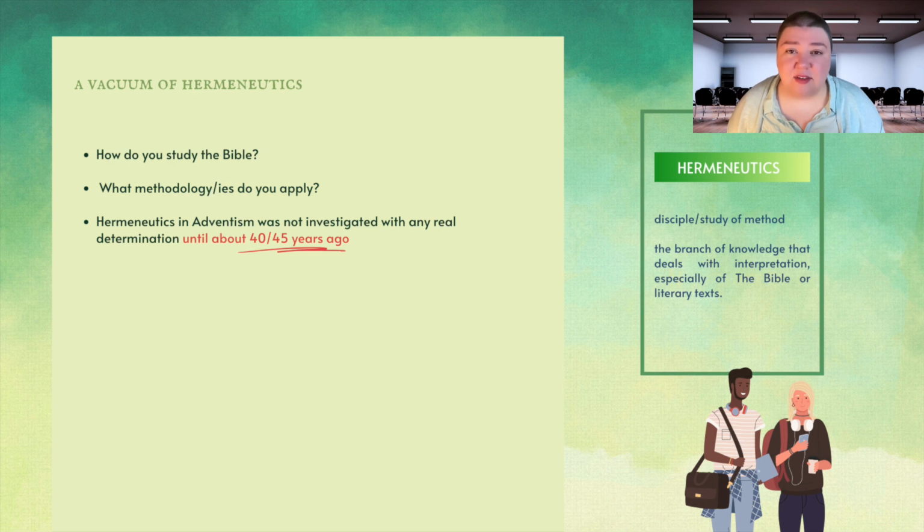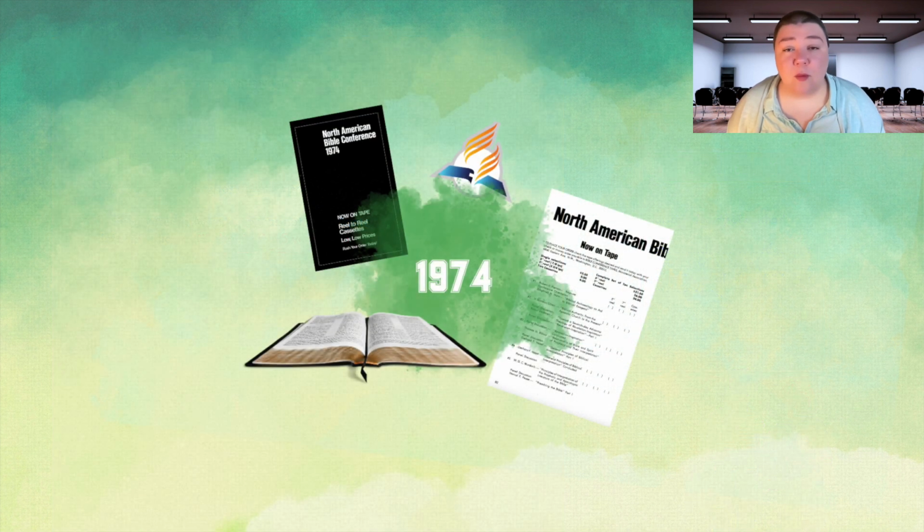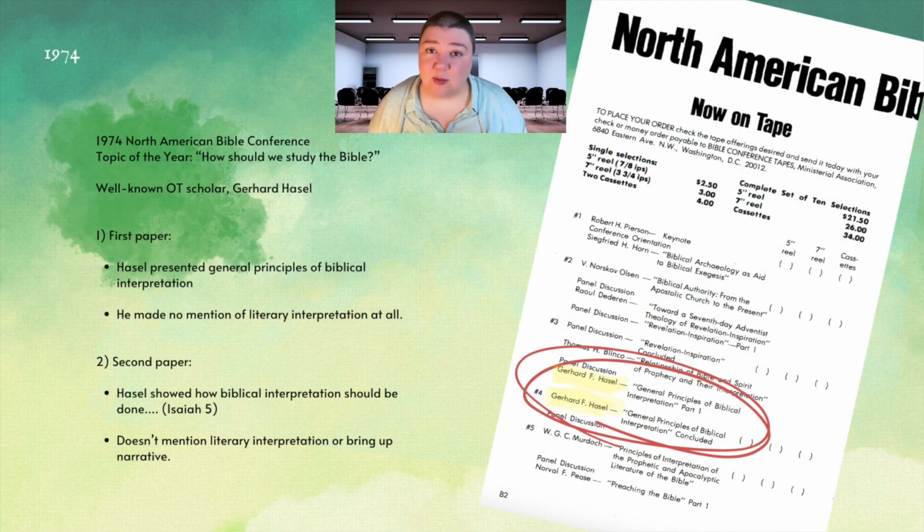Hermeneutics in Adventism was not investigated with any real determination until about 45 years ago. Let's go back to the year 1974. This was a significant year because that year there was a North American Bible Conference. The topic of that year was, how should we study the Bible? There were two contributions to that discussion by a very well-known Old Testament scholar. His name is Gerhard Hasel.